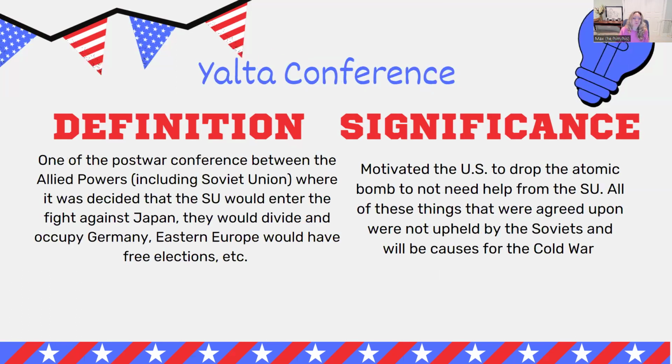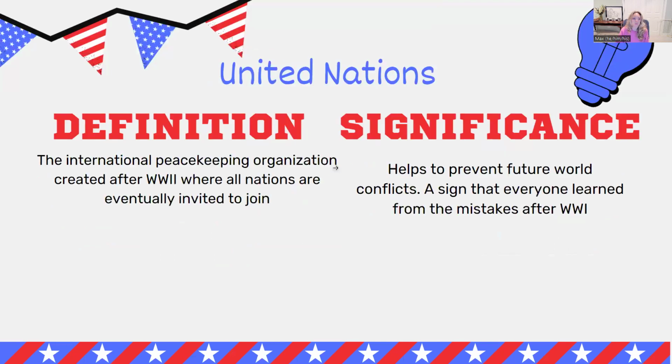Yalta Conference. One of the post-war conferences between the Allied powers, including the Soviet Union, where it was decided that the Soviet Union would enter the fight against Japan, even though we don't want them to. They would divide and occupy Germany into 4 zones. Eastern Europe would have free elections once everyone left, and all that stuff. Basically this motivated the United States to drop the atomic bomb because we don't want the Soviet Union to get involved. All of these things that were agreed upon were not upheld by the Soviets and will be causes for the Cold War.